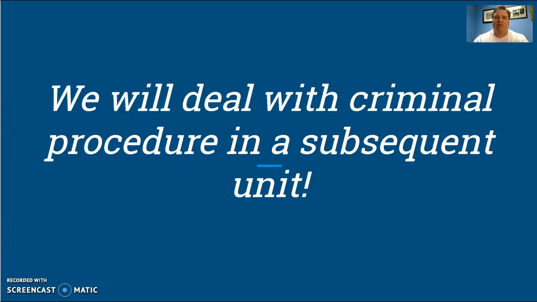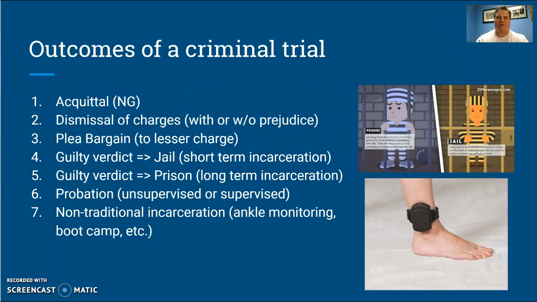I just wanted to introduce the criminal matters and the outcomes right now, up front in the beginning of the class, so that you can see there's a contrast between civil and criminal matters. Now, what are the outcomes of a criminal trial? Well, you could have a not guilty. You can be acquitted, which means you go free. There was insufficient evidence to establish guilt beyond a reasonable doubt, and thus you walk.